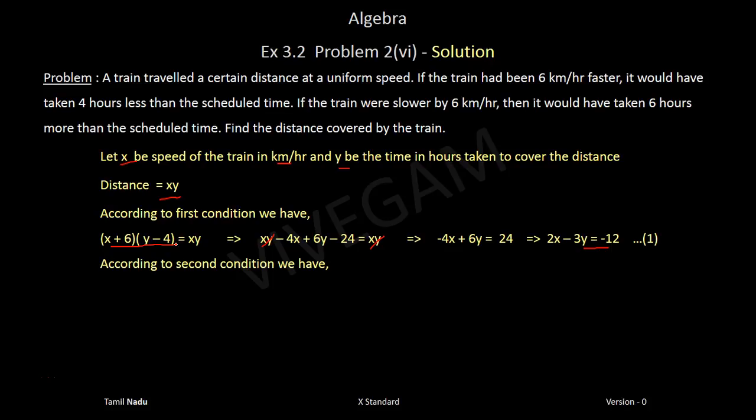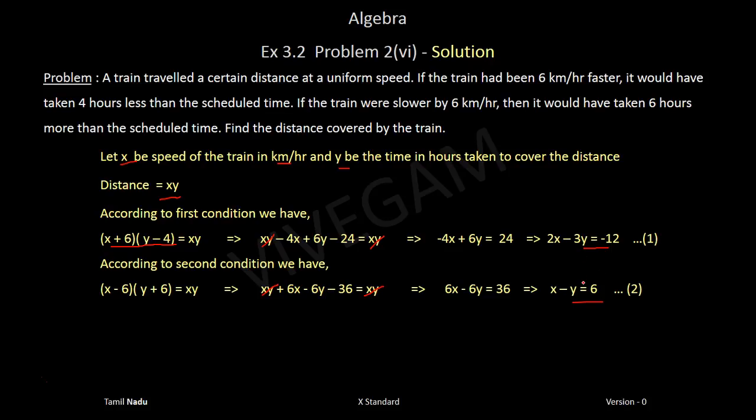It will become clear. According to the second condition, we have when the speed is decreased by 6 and the time increases by 6 hours. So speed into time will be the new distance, but as we know, the new distance equals the old distance. So we get this equation. Now we expand this. x into y is xy, 6x minus 6y minus 36. That's what we got here. Now again xy and xy will cancel. So you'll get 6x minus 6y minus 36 equal to 36. 36 goes to the other side. You see 6 is common. Dividing both sides by 6, we get x minus y equal to 6.